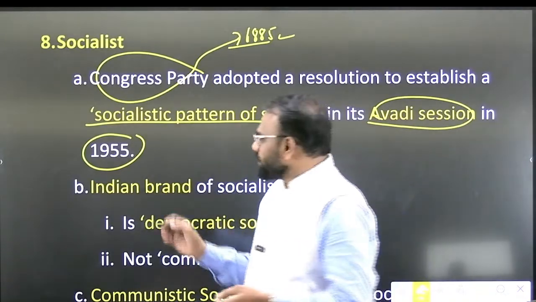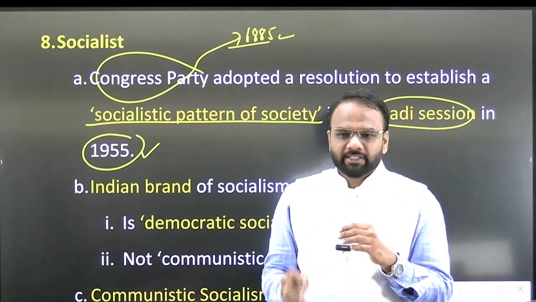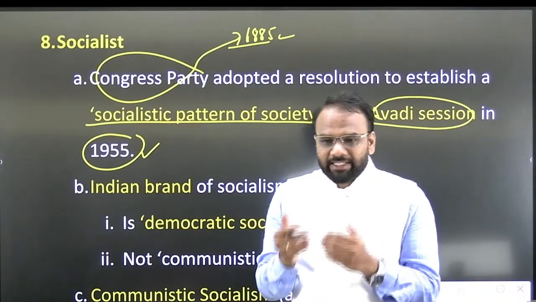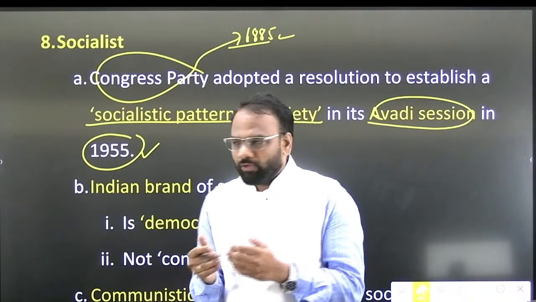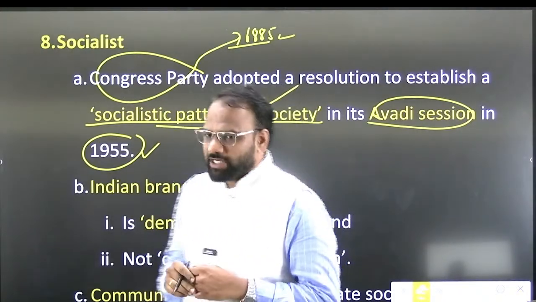In that fashion, there was one session which was held in 1955. After independence itself, this session was held. So all the leaders of the Congress who had gathered together decided what kind of pattern we have to follow. Socialistic pattern of society. Okay, socialistic pattern of society.